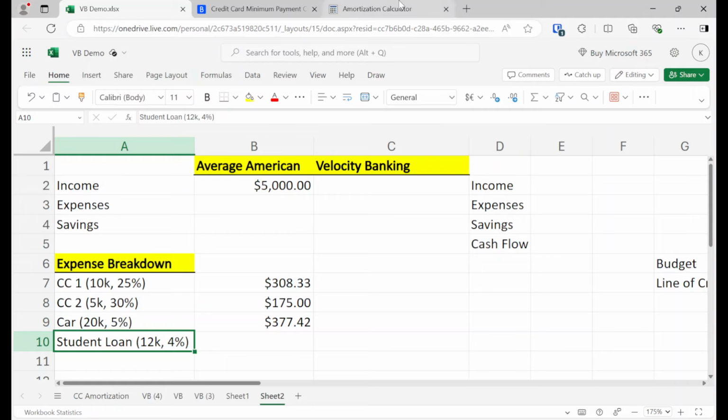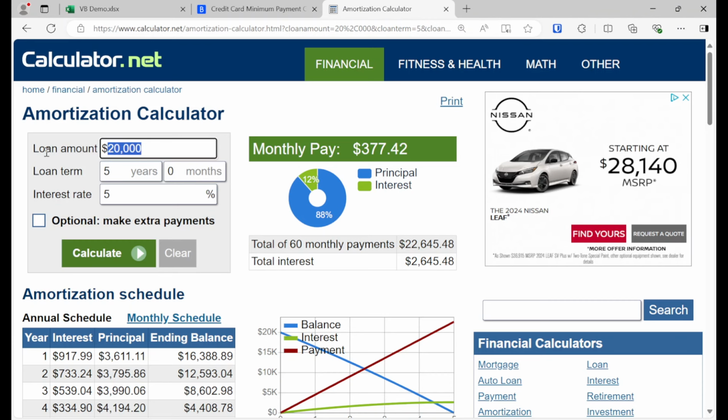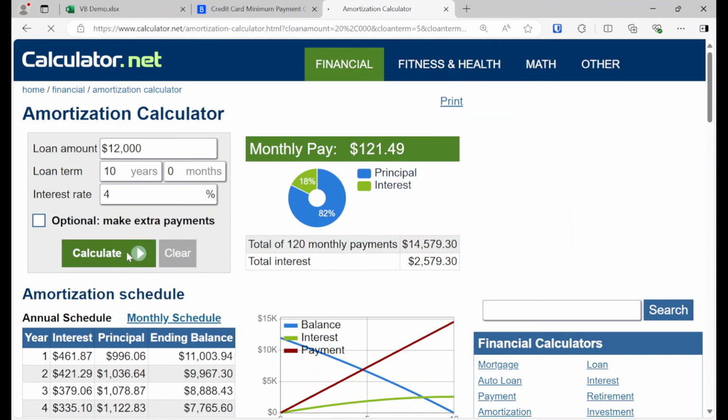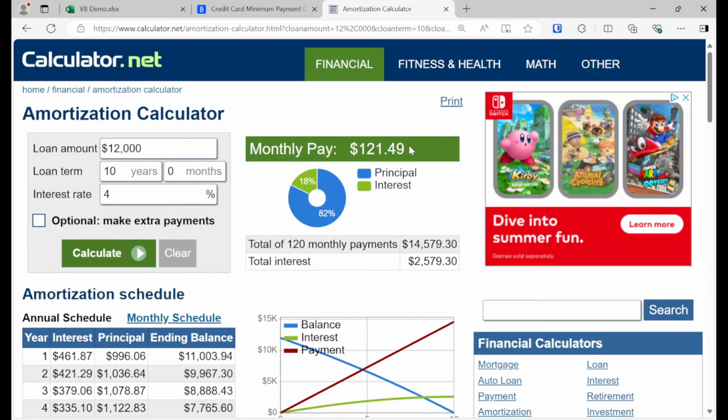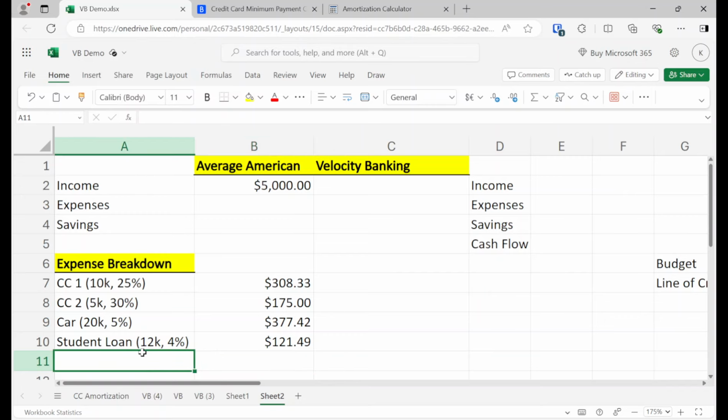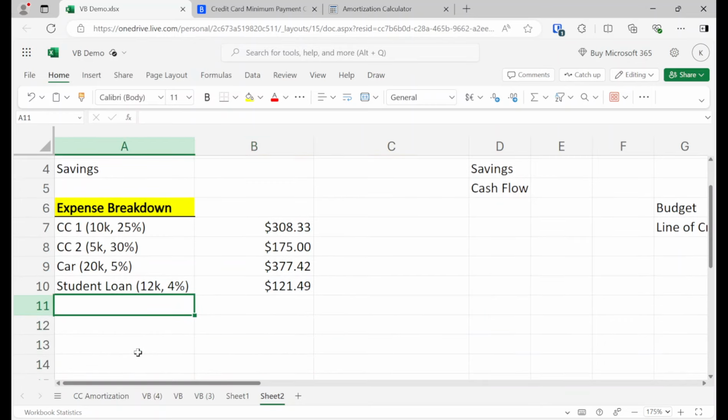All right. So now, you just put the same thing here, 12,000. And then whatever the term of the length of the loan is, usually 10 years for student loans, and then 4 is the interest rate, right? And then we just do calculate, and then 121.49. All right, and then anything else that you want to put, we can certainly do that.